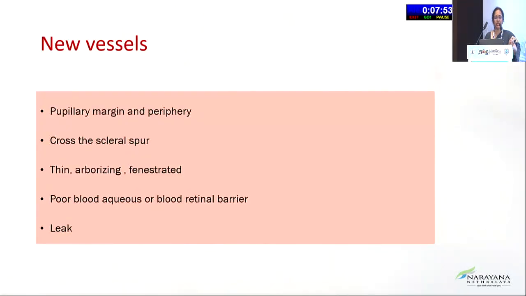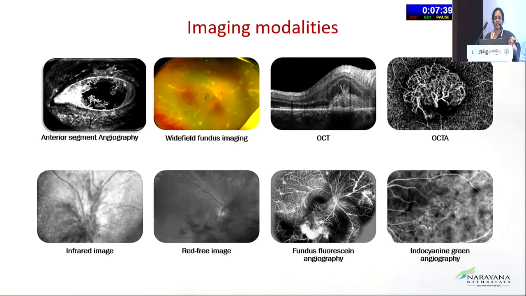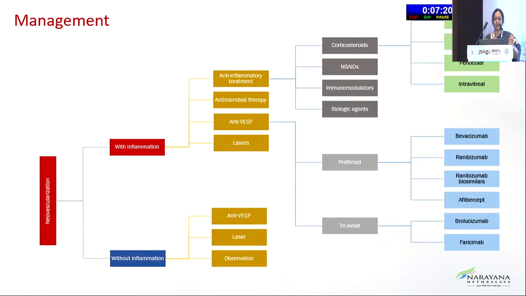Coming to the new vessels, in the anterior segment they can present at the pupillary margin and the periphery of the iris. They can cross the scleral spur. They are thin, arborizing and fenestrated vessels with a poor blood-aqueous and blood-retinal barrier, leading on to leakage of the vessels. Coming to the imaging modalities, the anterior segment new vessels can be documented with anterior segment angiography and wide-field fundus photography, and we also have angiography like fundus fluorescein angiography, indocyanine green angiography, and also OCT and OCTA to study the choroidal changes.